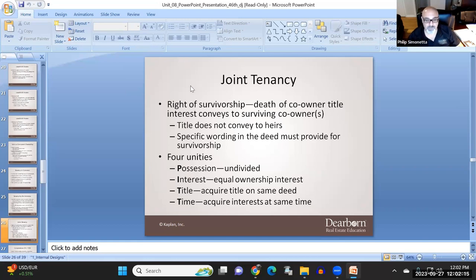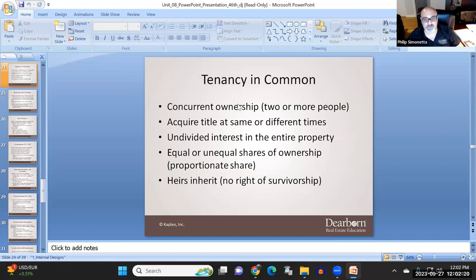Okay, so that's joint tenancy. So you understand the three of those?